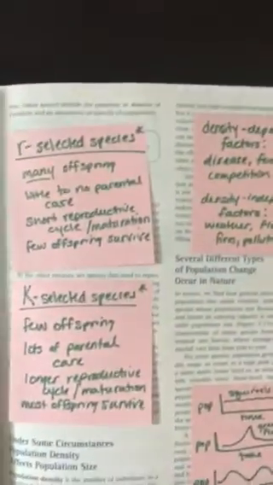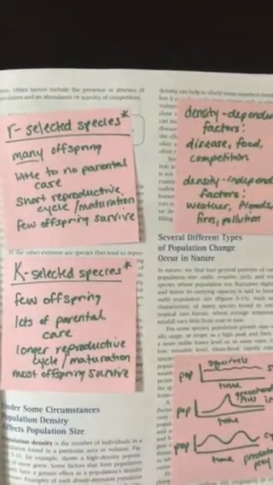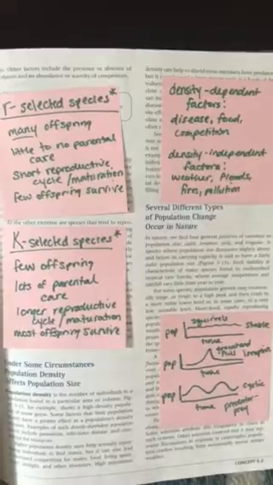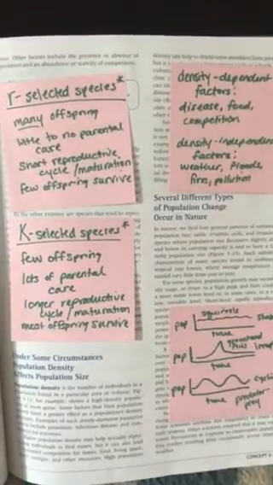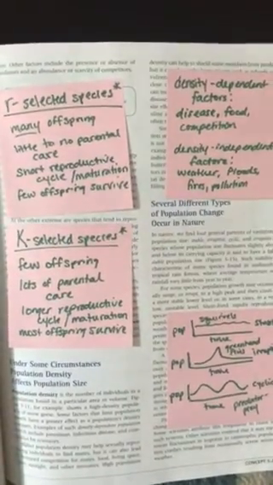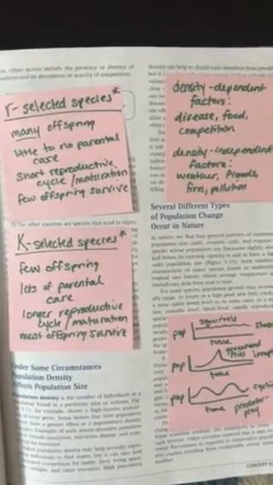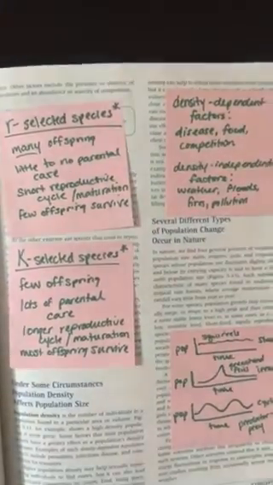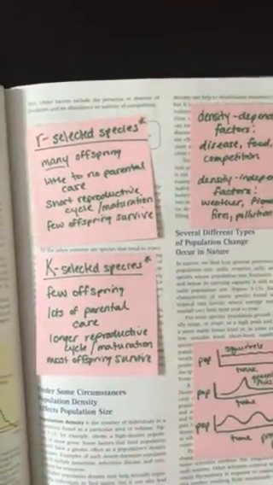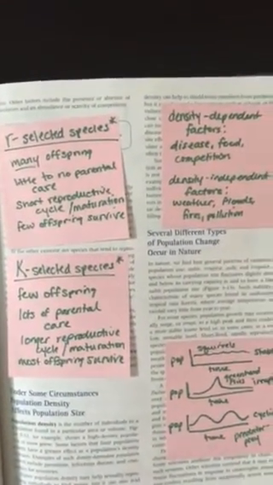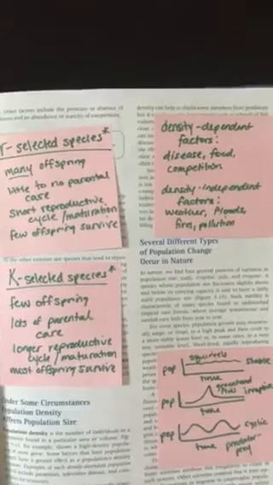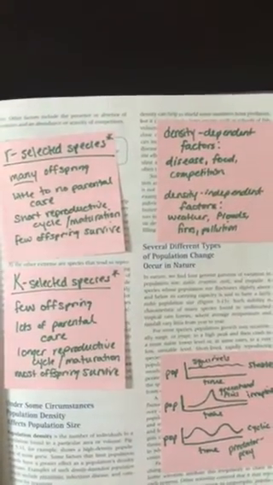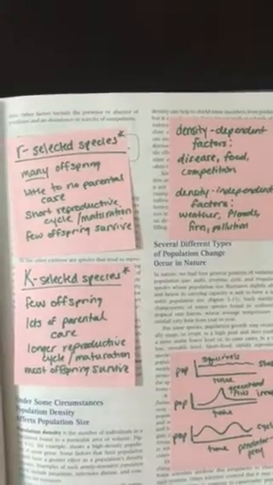Here are two terms, R-selected and K-selected, which are not in your text. Okay, they're described, but not outright stated. So R-selected species have many, many offspring, little to no parental care. Typically, eggs are laid and that's it. Parents are never to be seen again. Very short reproductive cycle, the maturation time is quick, and most of the offspring don't survive. Okay. Insects are a great example of R-selected species.